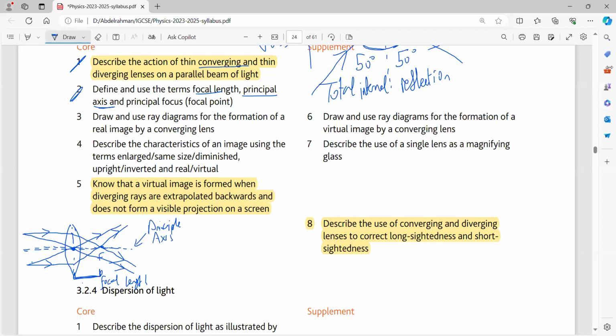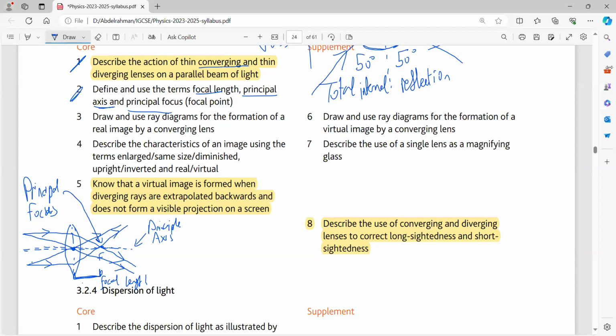What is the principal focus? It's the F, the focal point. This F is the principal focus. You can name it the focal point or the principal focus, either is okay. But the focal length is the distance between this principal focus, or focal point, and the center of the lens.